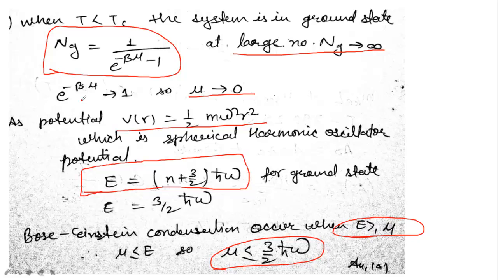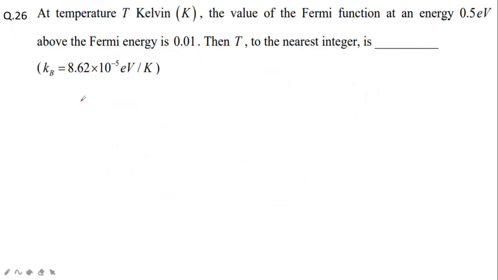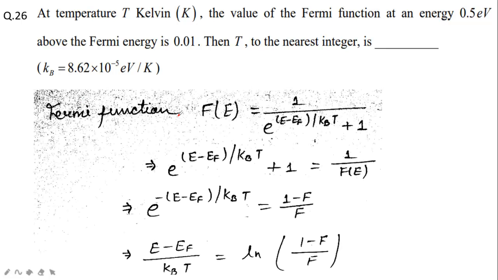Good question it was. Question number 26 is here. At temperature T Kelvin, the value of the Fermi function at an energy 0.5 electron volt above the Fermi energy is 0.01. Then T to the nearest integer is? This is also an easy question. How to solve this? I will tell you.